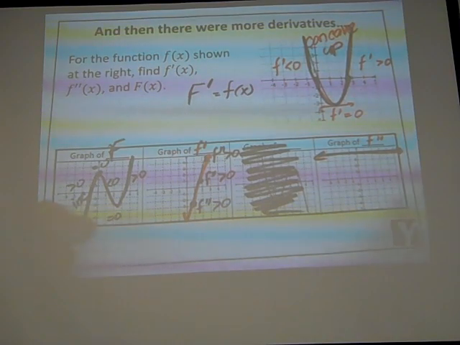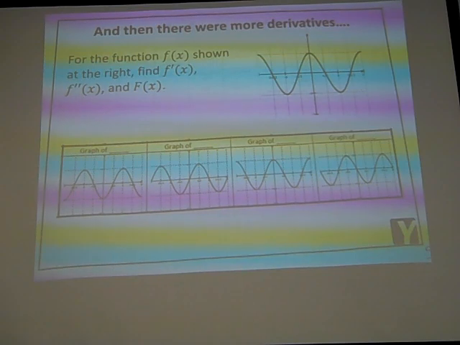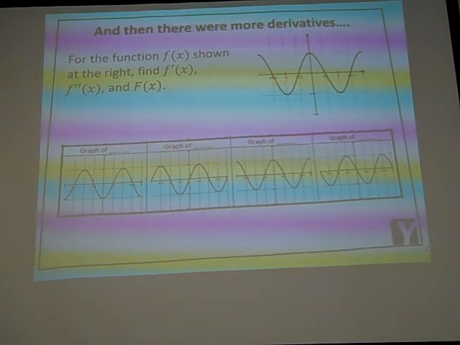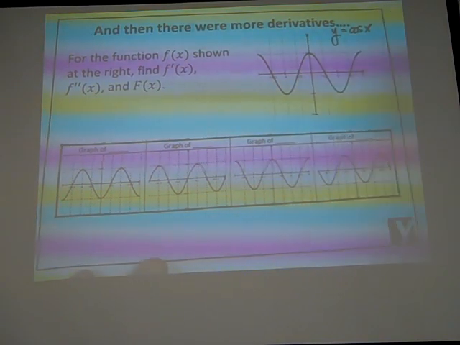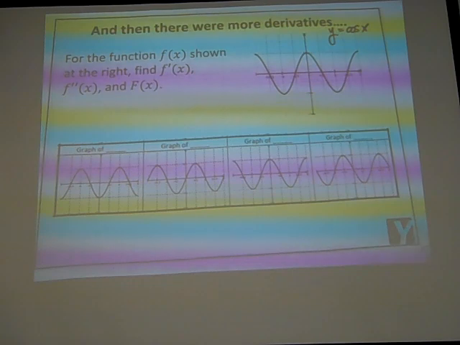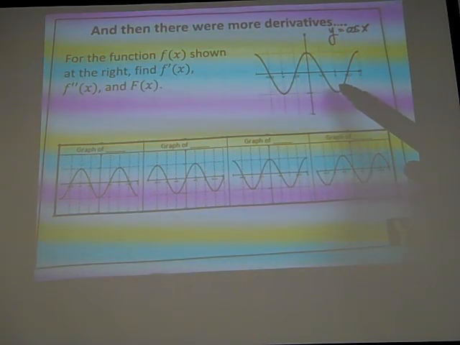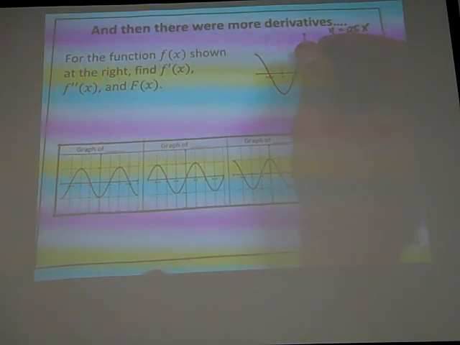Okay, let's try another one. Same expectation as before. This is my original function. For those of you that recognize this, this is the graph of y equals cosine of x. And I want to figure out which of these four graphs will be the derivative of the cosine. So let's have our easy conversations here.